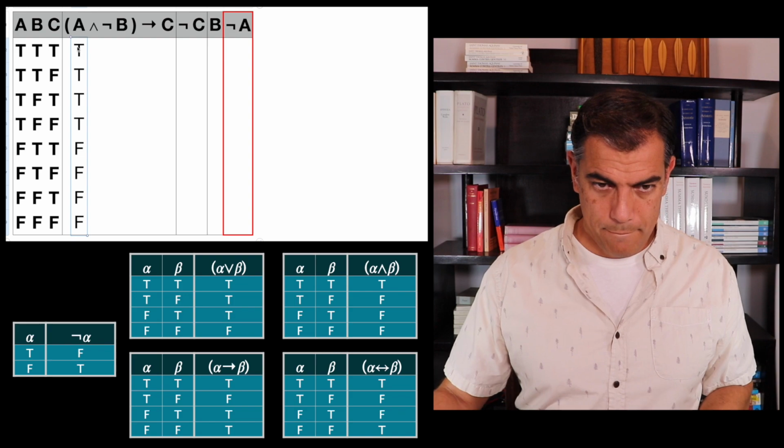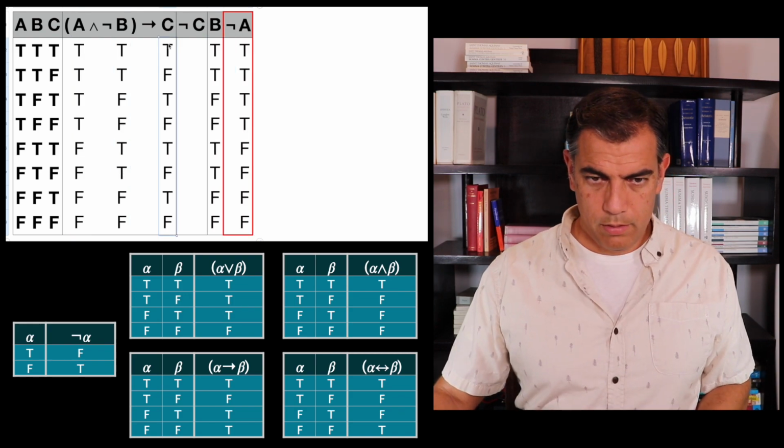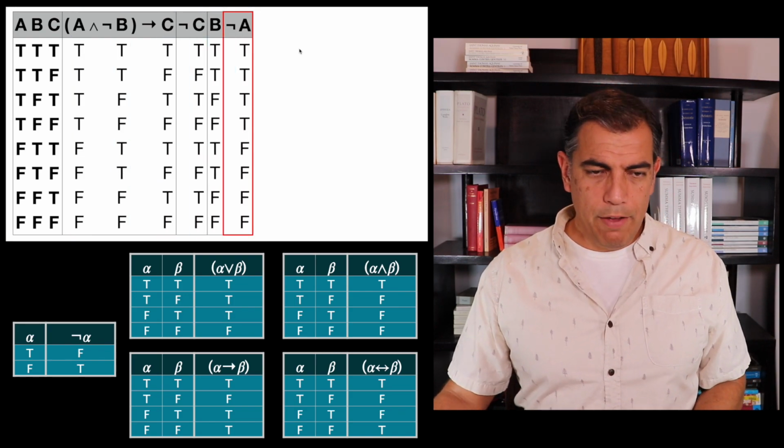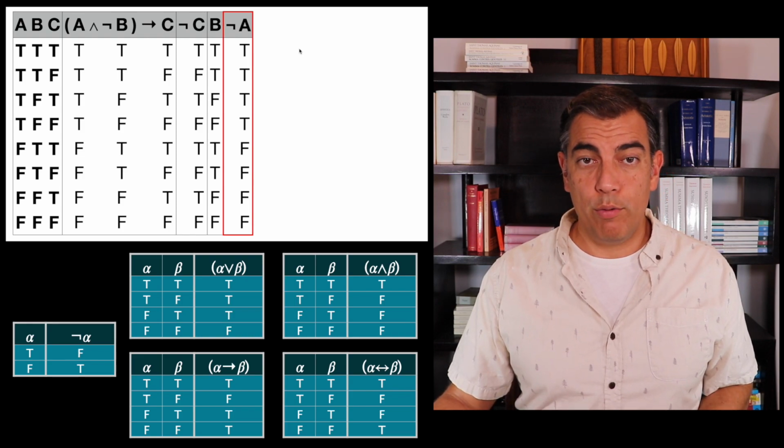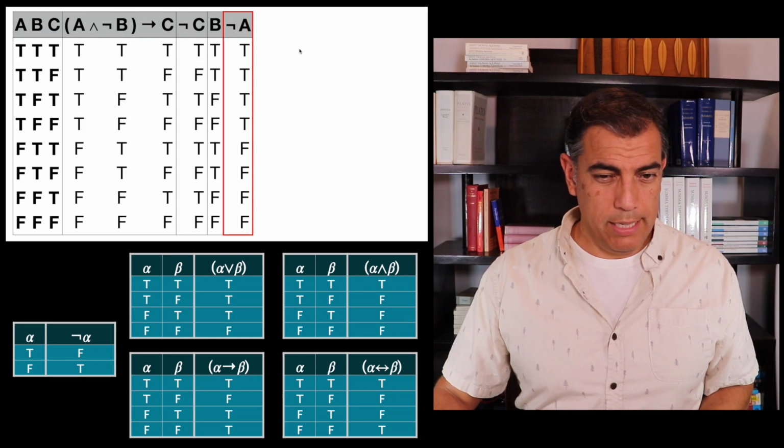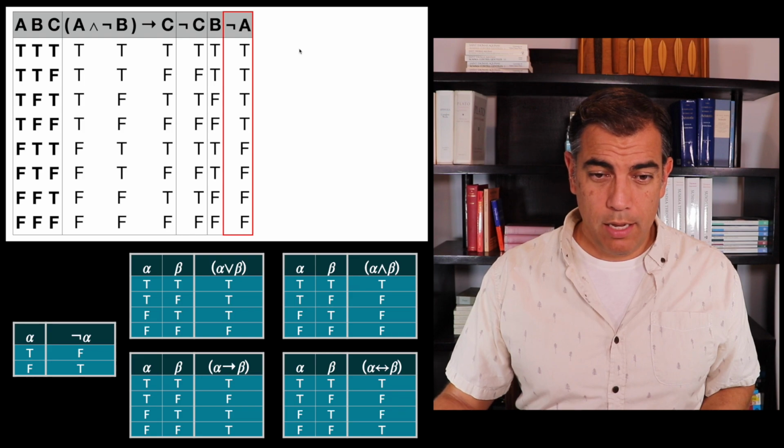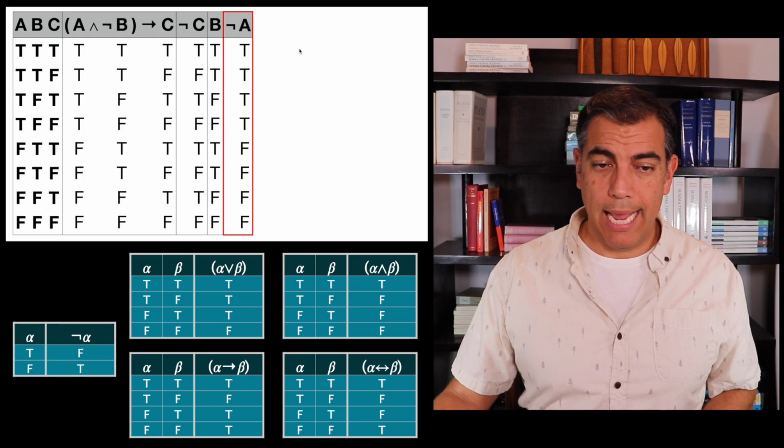Problem 3. Problem 3 says that if it's the case that A and not B are both true, then C is true. But C is not the case. B is also true, therefore A cannot be true.